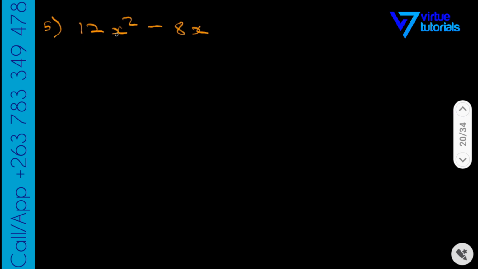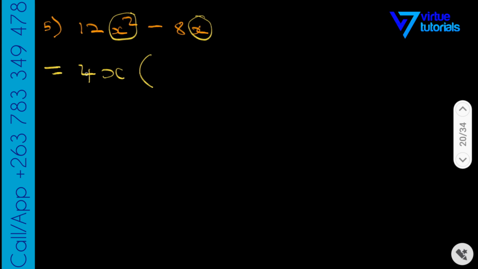We've got 12x squared minus 8x. We look at the numbers. What's the highest common factor? It's 4. 4 is the largest number that can go into 12 and 8. But now what do we see? We have an x squared and an x. In other words, there are two x's there and there's one x there. So I can factor out one x because both of these can contribute at least one x.